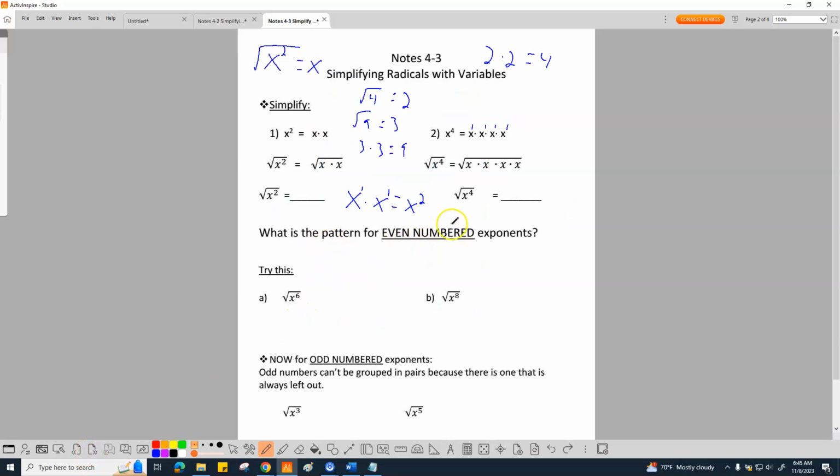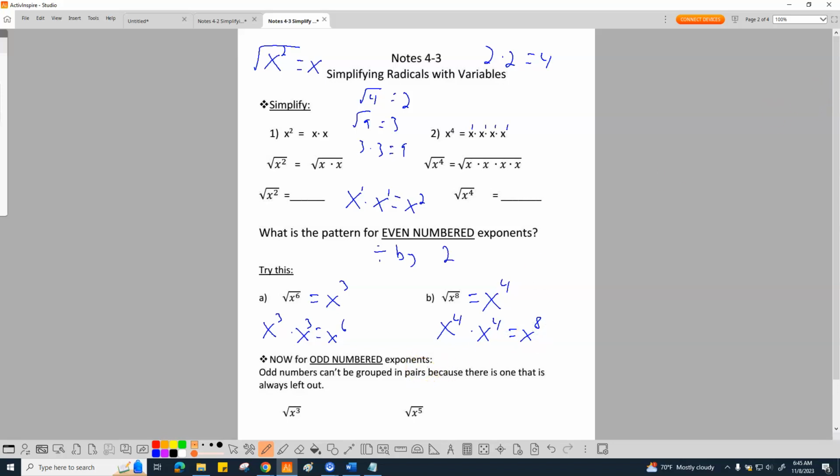So what is the pattern for even-numbered exponents? Divide by 2. So check it out. Square root of x to the 6th, x to the 3rd. And why is that the case? X to the 3rd times x to the 3rd equals x to the 6th. B, square root of x to the 8th. That is x to the 4th. What did I do? I divided that 8 by 2. And now what I have is x to the 4th. And how do I know that? Because x to the 4th times x to the 4th is x to the 8th.